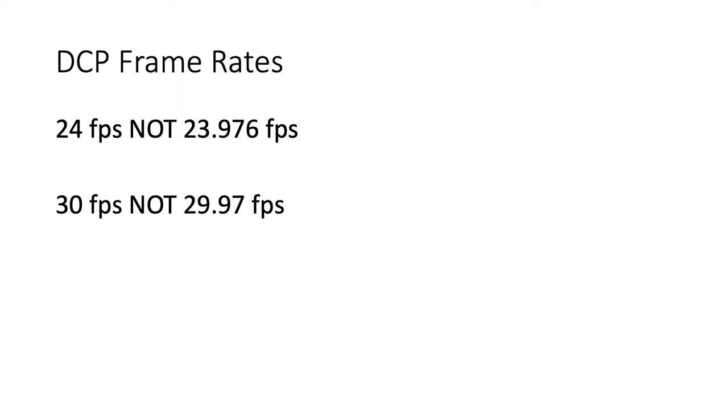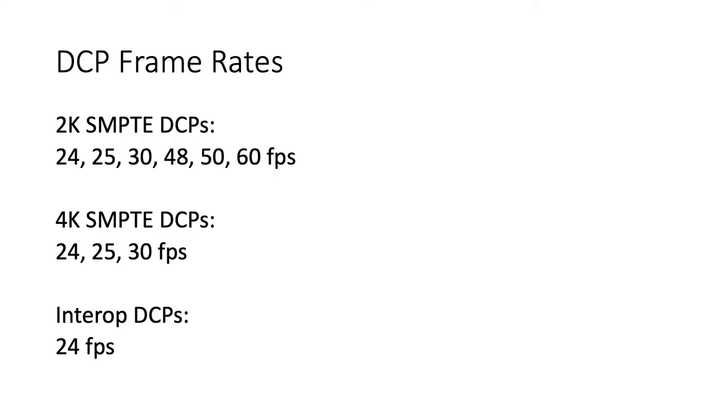DCP frame rates are not the same as NTSC frame rates. They are true 24 frames per second rather than 23.976 frames per second, or true 30 frames per second rather than 29.97 frames per second. 24 frames per second was the original frame rate for DCPs, but other frame rates are now possible.